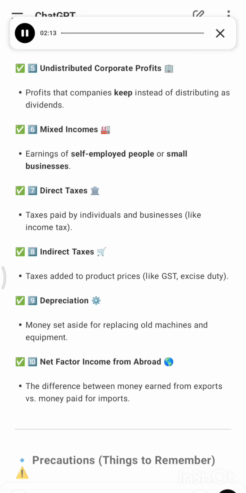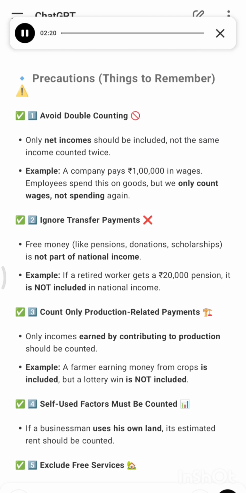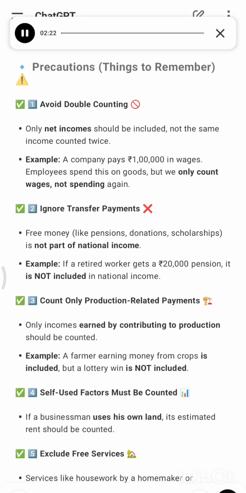Precautions, things to remember. 1. Avoid double counting. Only net incomes should be included, not the same income counted twice. Example, a company pays $100,000 in wages. Employees spend this on goods, but we only count wages, not spending again. 2. Ignore transfer payments. Free money, like pensions, donations, scholarships, is not part of national income. Example, if a retired worker gets a $20,000 pension, it is not included in national income.